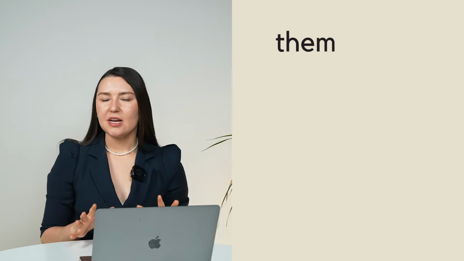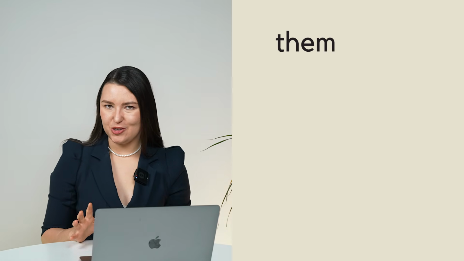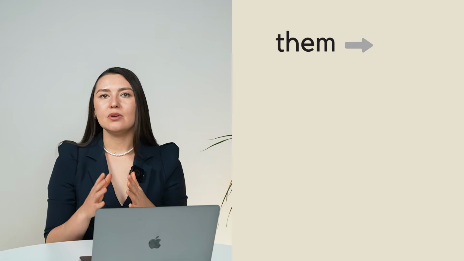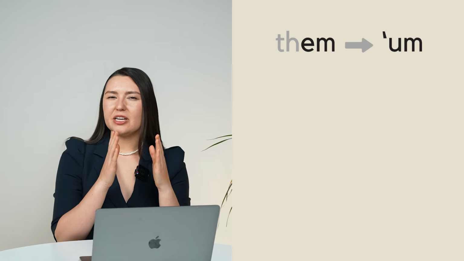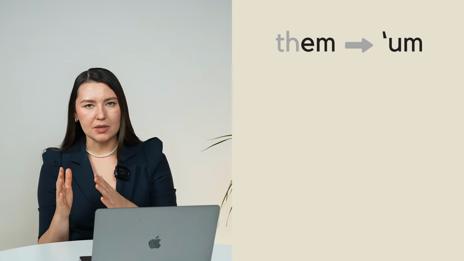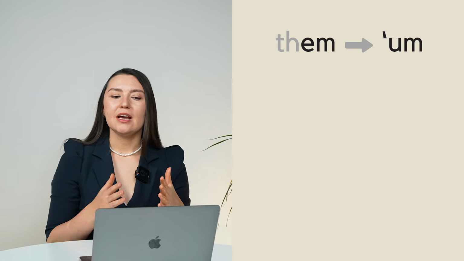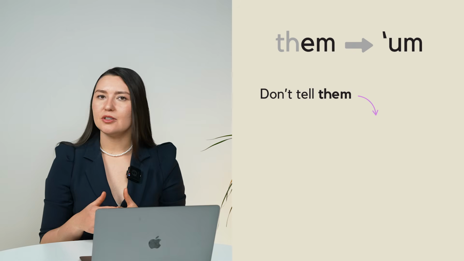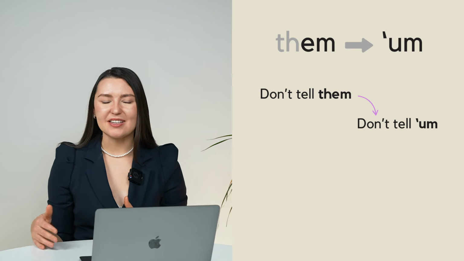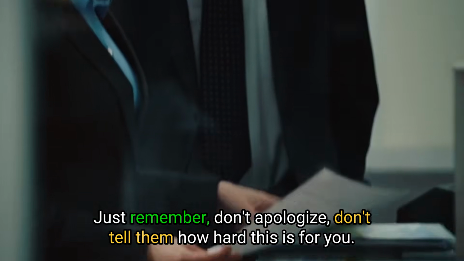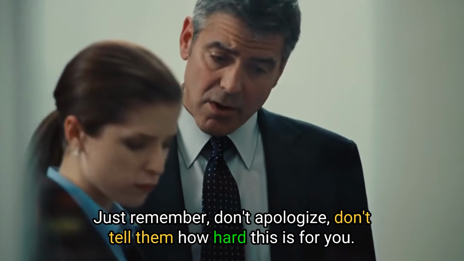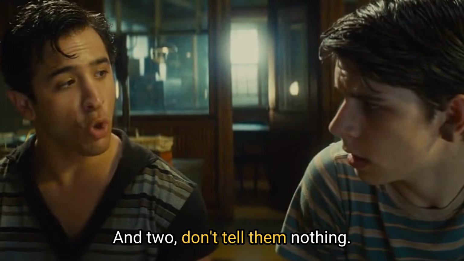Moving on to the next reduction, "them". This one is not always reduced, but sometimes it is. And since we're talking about pronouns, I decided that we need to mention this one as well. Very often we reduce "them" to "'em", so it's kind of like a schwa sound plus M. For example, "don't tell them", or "don't tell 'em". Don't tell them anything. Just remember, don't apologize. Don't tell him how hard this is for you. And two, don't tell him nothing.